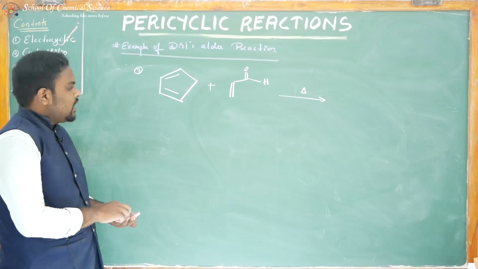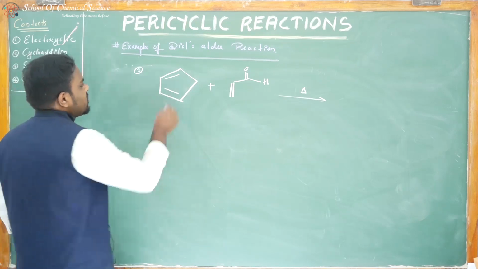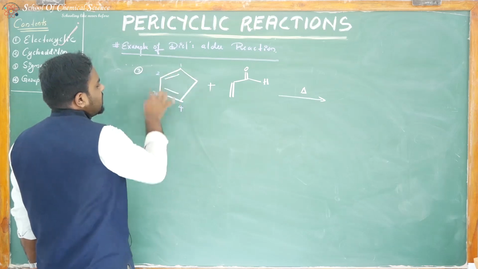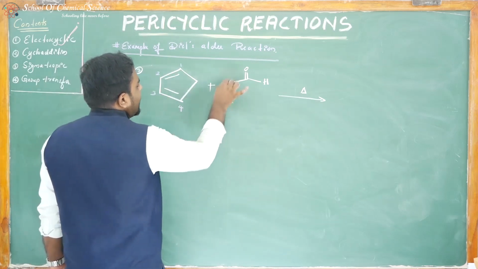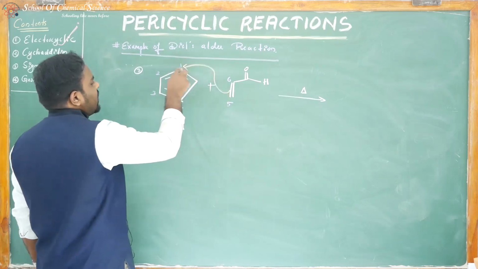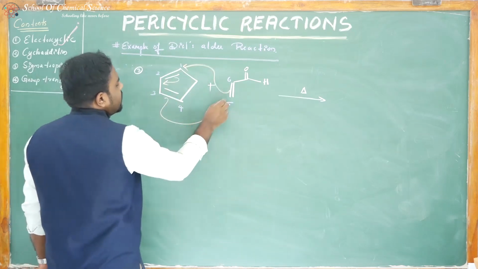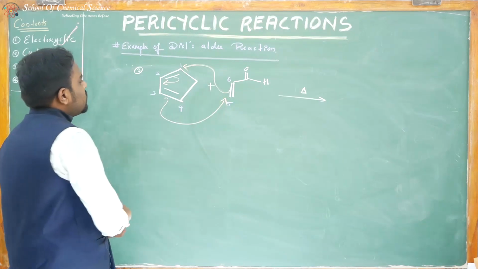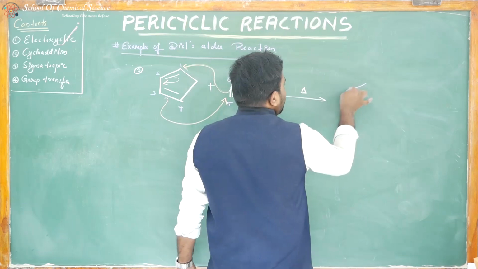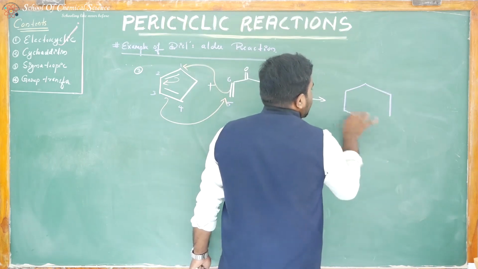What is the product? Here a diene is present. 1, 2, 3, 4. This is a diene. This is 5, 6. So in the reaction, this pi bond attacks here, this will move towards here, and this will make a new sigma bond here. So 1, 2, 3, 4, 5, 6. A 6-membered ring is your product.